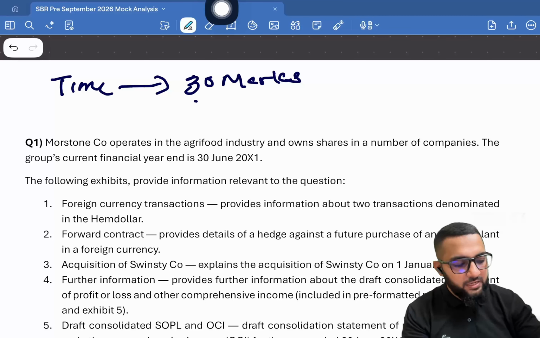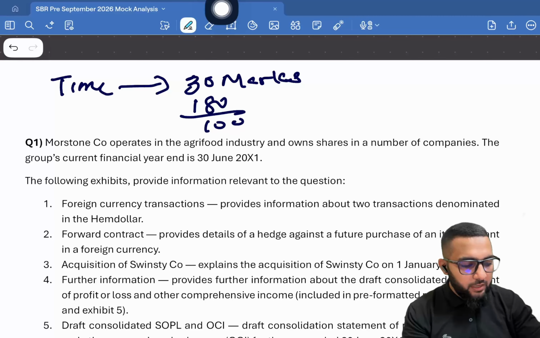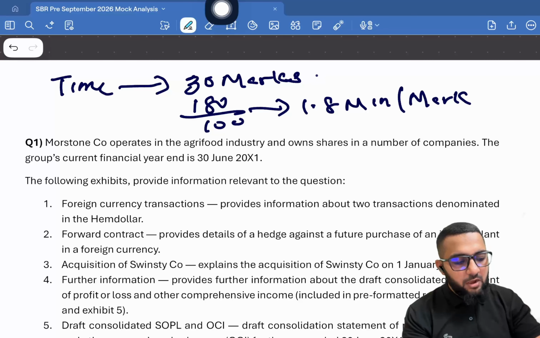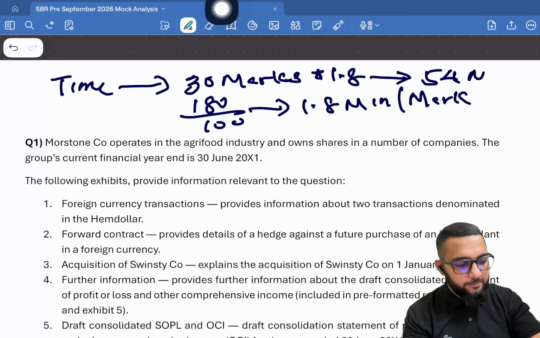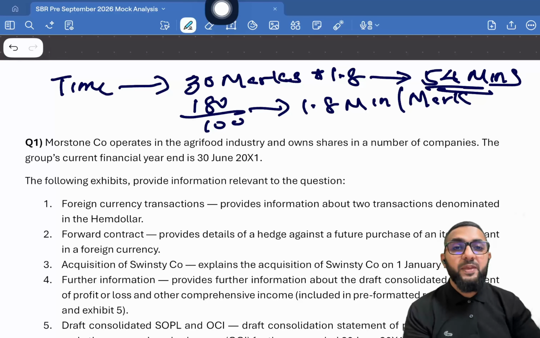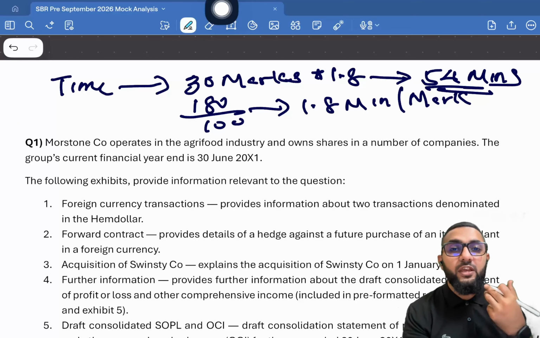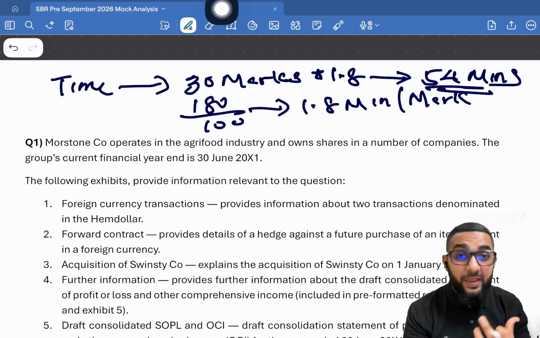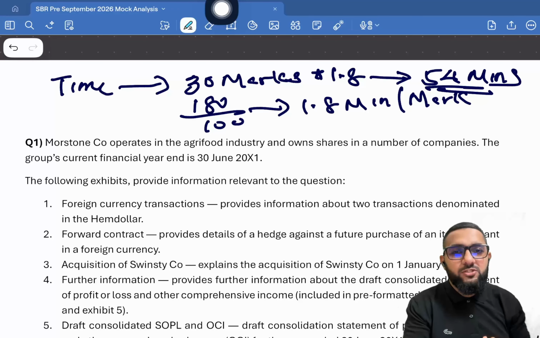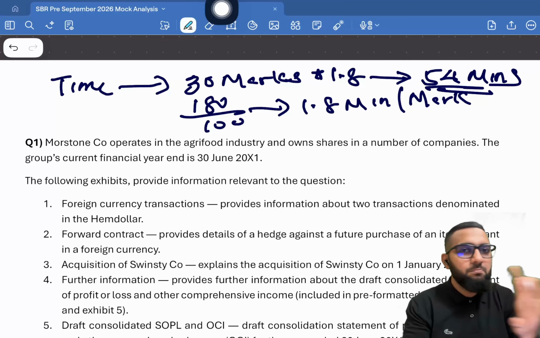So 180 minutes divided by 100 marks would give you 1.8 minutes per mark. Okay, therefore a 30 mark question would translate to 30 times 1.8 equals 54 minutes. So you know you need to spend 54 minutes on this question. So that's the first thing that you do. First exercise, you quickly note down the available time and spend that exact time on this question. As the time's up, move on.